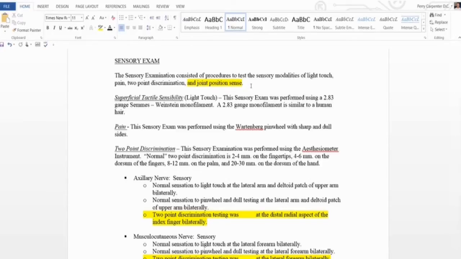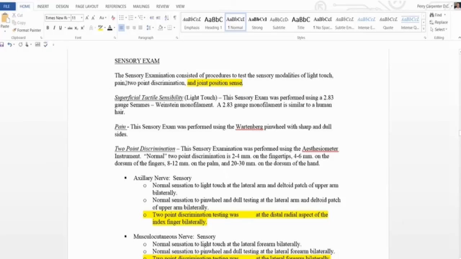I like joint position sense testing because it serves as a good validity maneuver for examinees who report diminished sensation either in dermatomal distributions or in the distribution of the named peripheral nerves. Now, typically, our sensory exam will simply be limited to light touch testing unless we have significant positive objective findings for diminished or absent sensations. Then we go on to testing pain, two-point discrimination, and ultimately joint position sense.